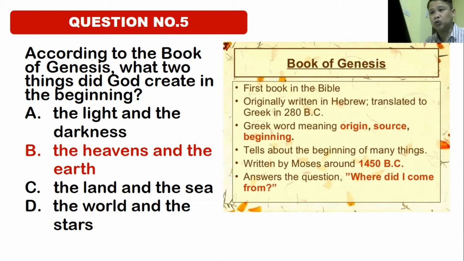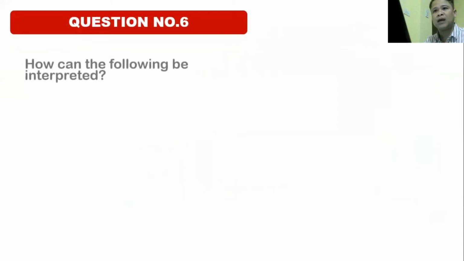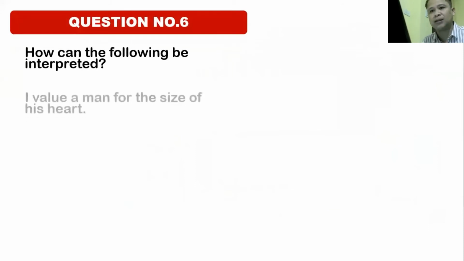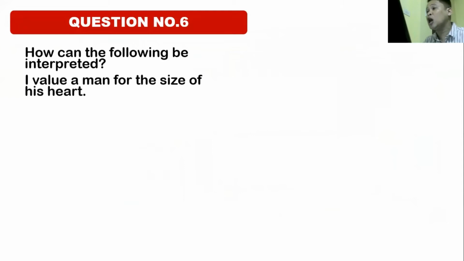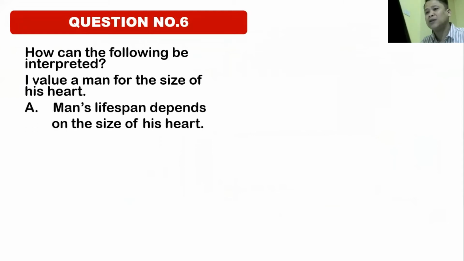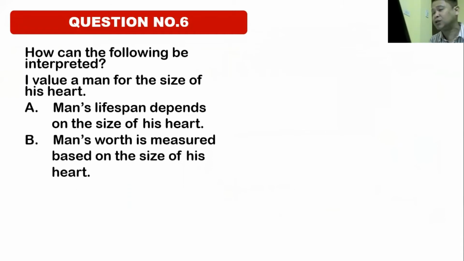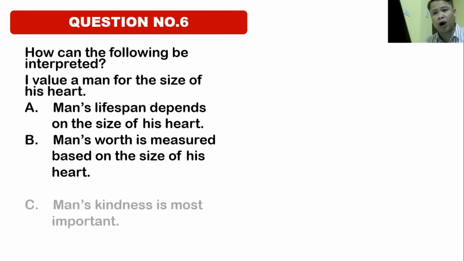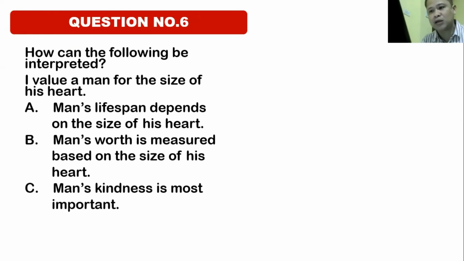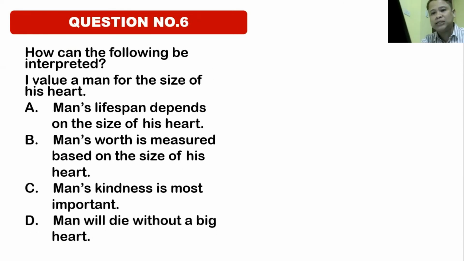Now, let's go to question number 6. How can the following be interpreted? I value a man for the size of his heart. A, a man's lifespan depends on the size of his heart. B, a man's worth is measured based on the size of his heart. C, a man's kindness is most important. And D, a man will die without a big heart.